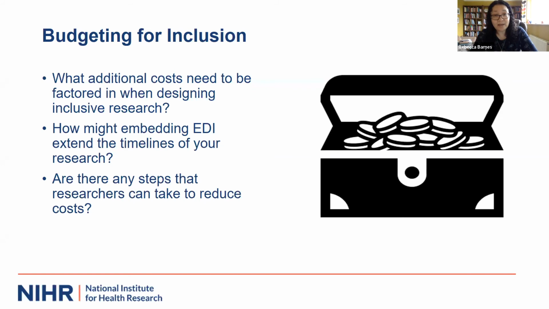I'm going to ask Pam, as a public reviewer on a funding committee, what do you look for when it comes to budgeting for inclusion? Thanks, Rebecca. I'll keep this really short and simple.